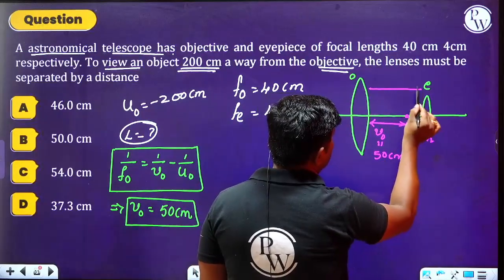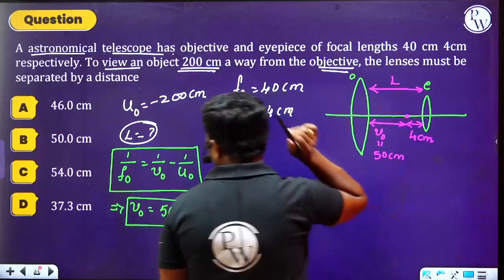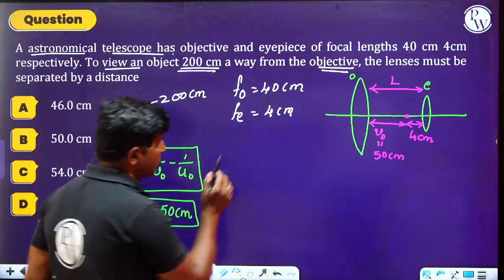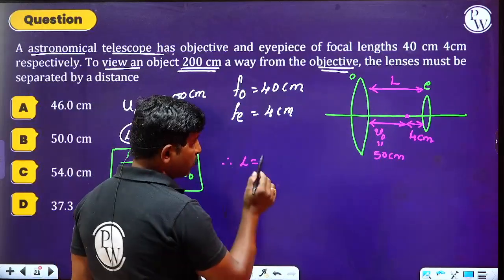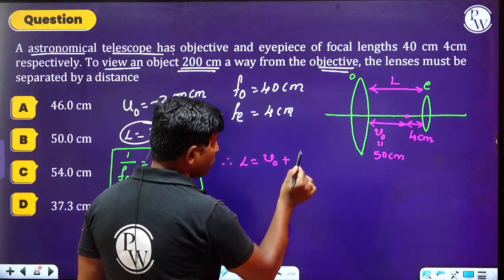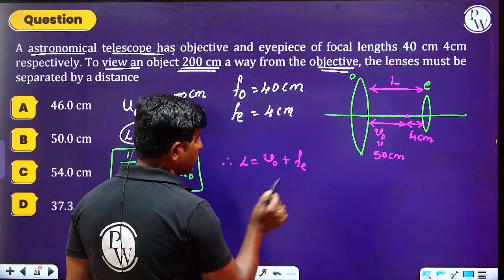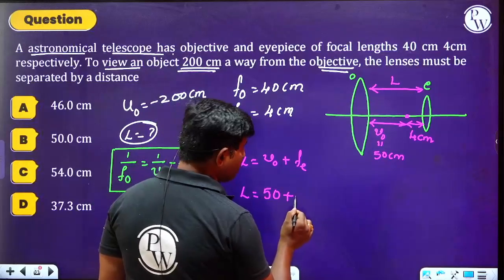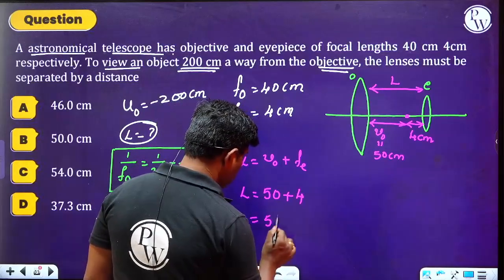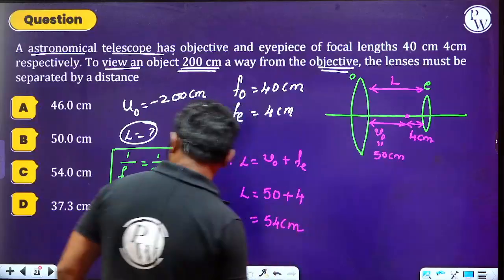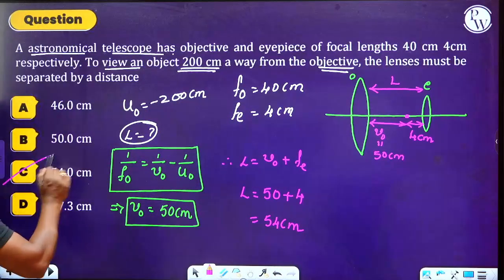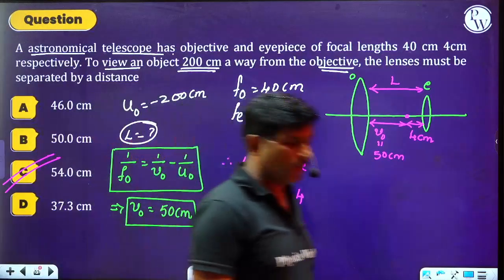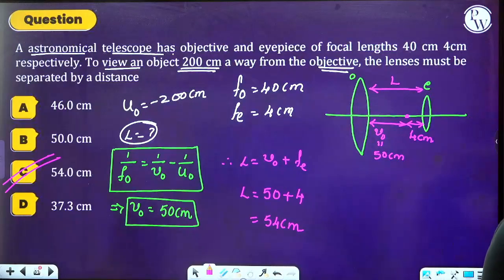Therefore, observe this. What is the length of the tube? The lenses must be separated by a distance. Therefore, L becomes equal to VO plus FE. L becomes equal to VO is 50 plus FE is 4, which is nothing but 54 centimeter. We will get 54 centimeter. Hence, we can select option C as the right answer. I hope it is clear to you. So move on to the next question.